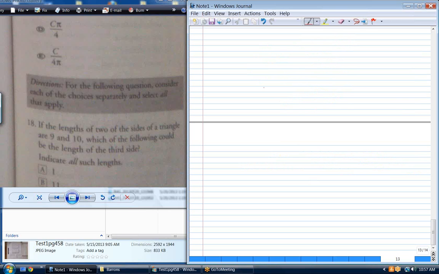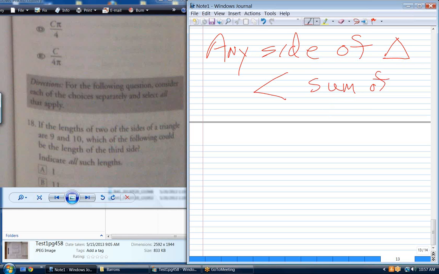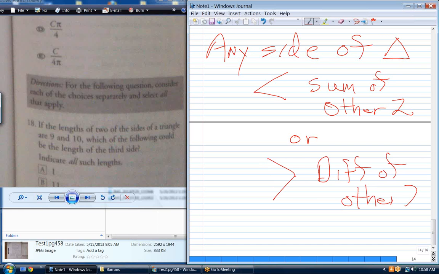This is one of those rules where if you can remember the first half of it, the second half follows. The rule is any of the 3 sides of a triangle has to be less than the sum of the other 2, or the opposite, greater than the difference of the other 2. If you can memorize the top part, you can always figure out the bottom part, because the bottom part is just the opposite sign, and it's difference instead of sum.